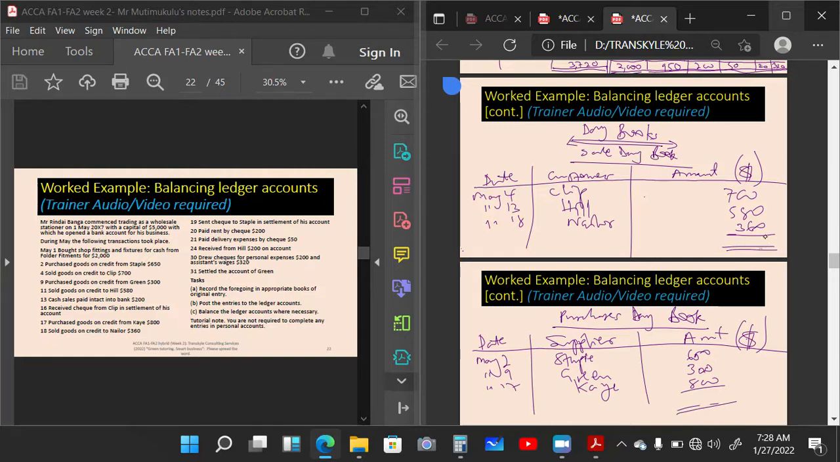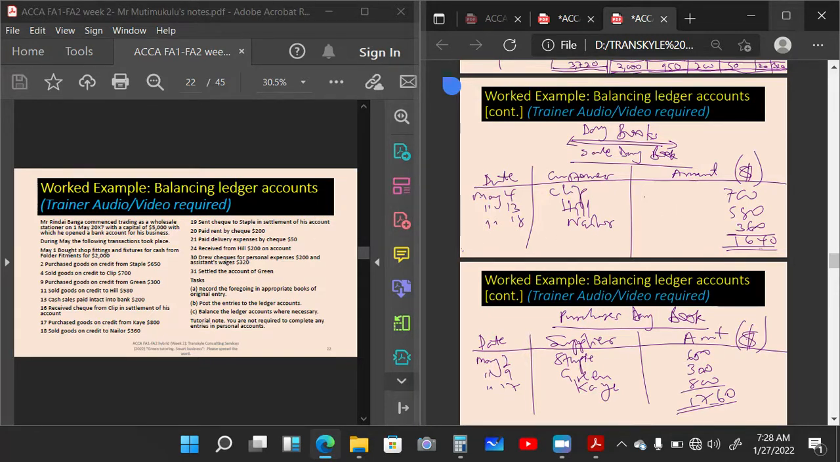We have to add them up here. 700 plus 580, that's 1280, plus 360, that's 1640. 650 plus 300, that's 950, plus 800, that's 1750. We are done with the day books. So I think we have done justice to part A.